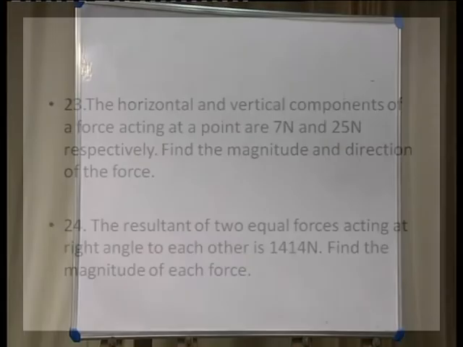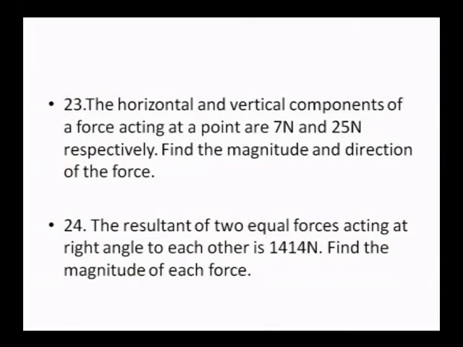The resultant of two equal forces acting at right angle to each other is 14.14 Newton. Find the magnitude of each force. Two equal forces means here P is equal to Q. Right angle to each other means theta is equal to 90 degree. The resultant is 14.14 Newton. Then find the magnitude of each force, I mean P is equal to how much and Q is equal to how much.